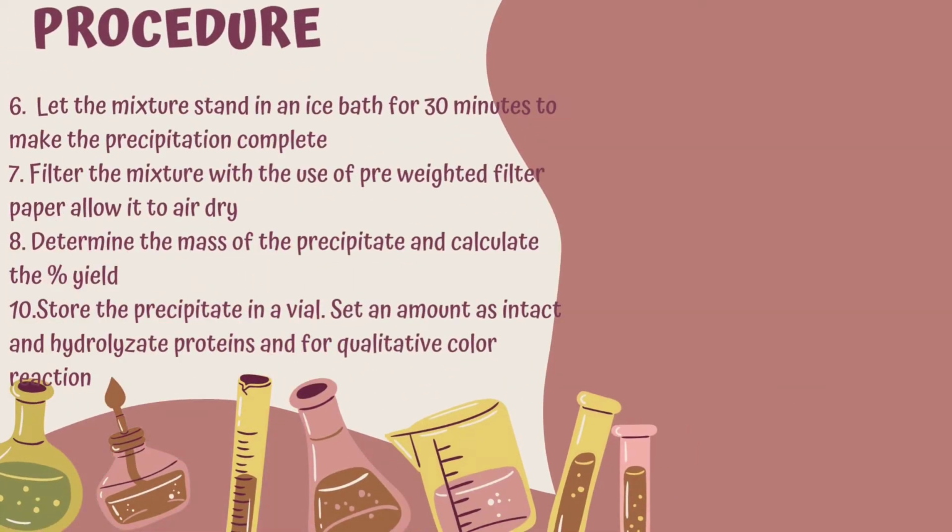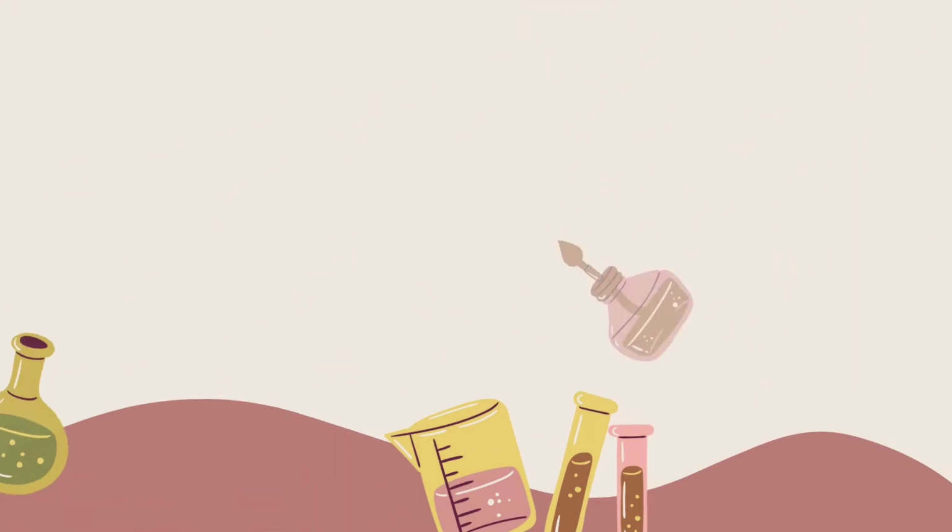Step 6. Let the mixture stand in an ice bath for 30 minutes to make the precipitation complete. Step 7. Filter the mixture with the use of pre-weighed filter paper. Allow it to air dry. Then, Step 8. Determine the mass of the precipitate and calculate the percent yield. Last step. Store the precipitate in a vial. Set an amount aside as intact and hydrolyzed protein and for qualitative color reaction.